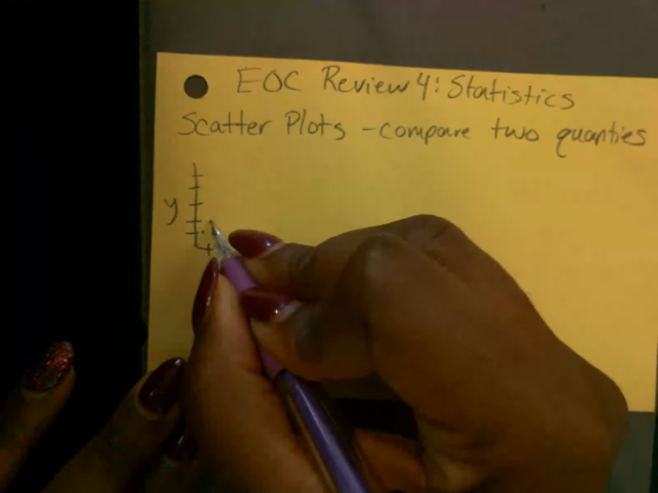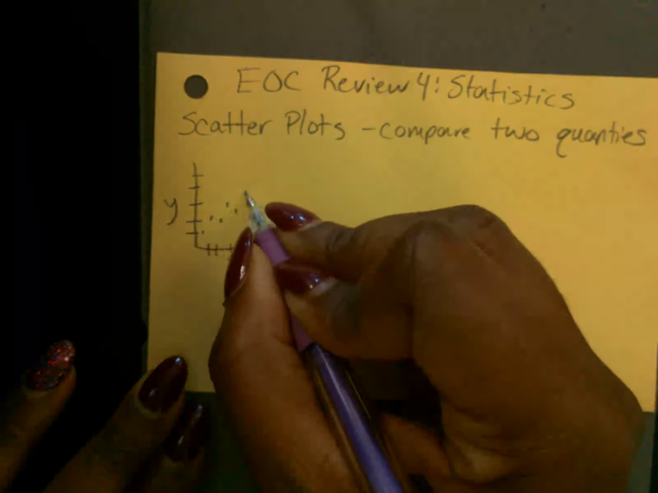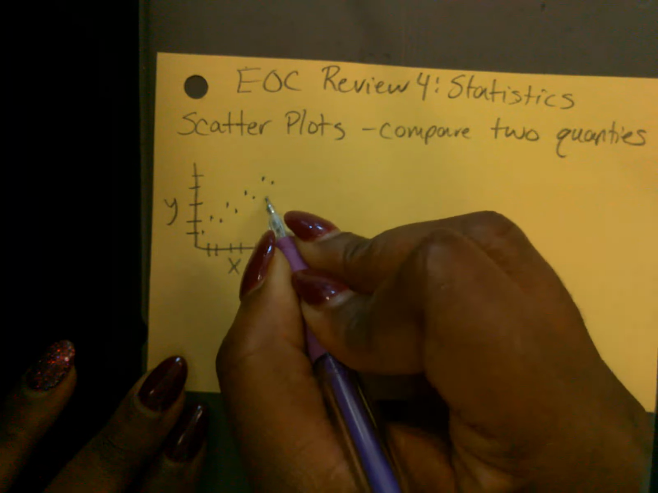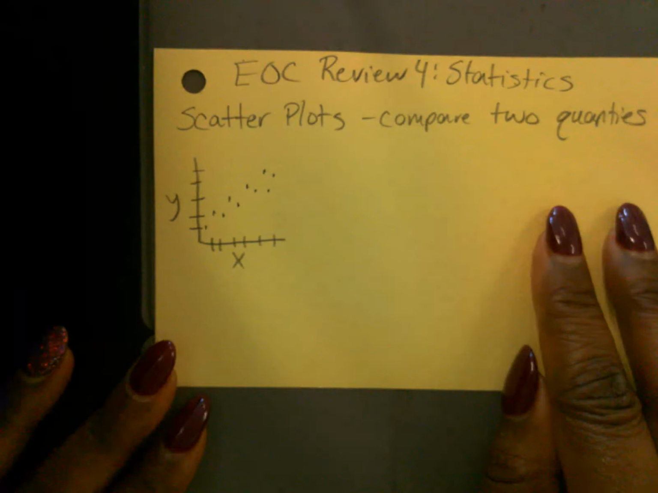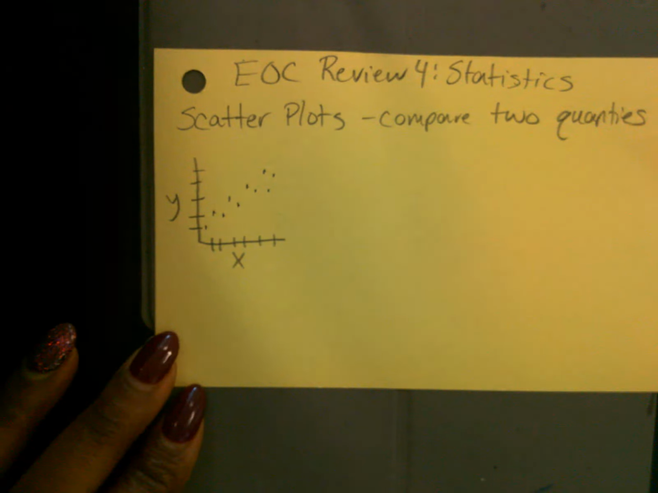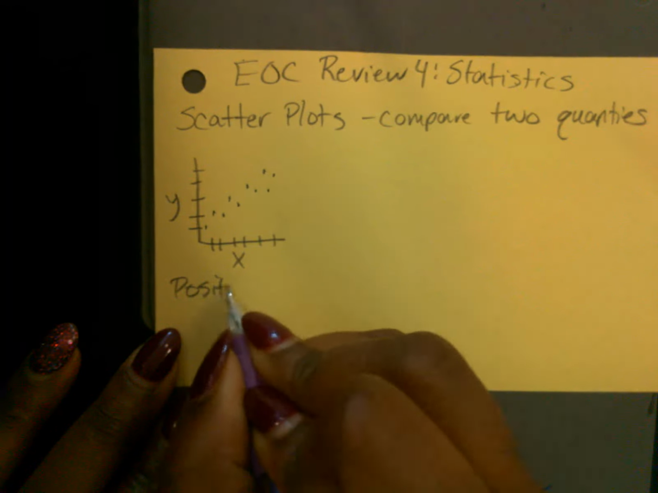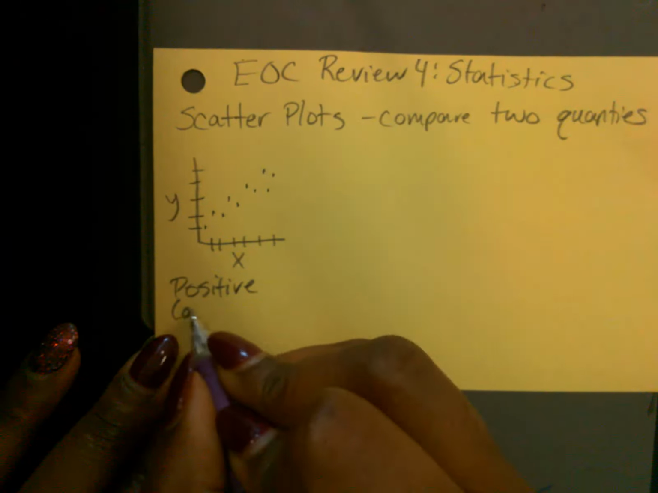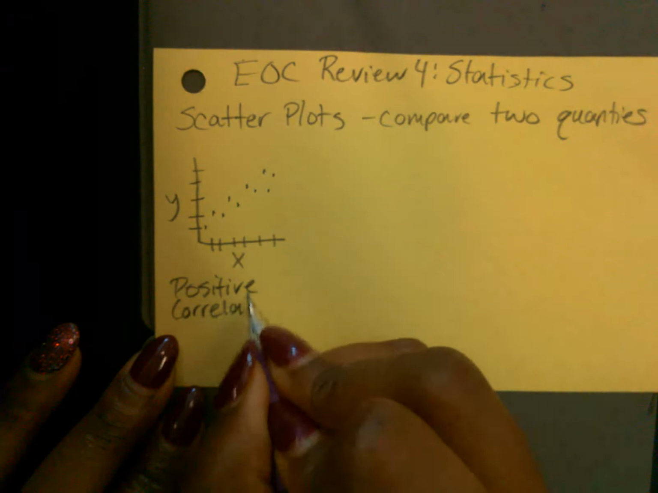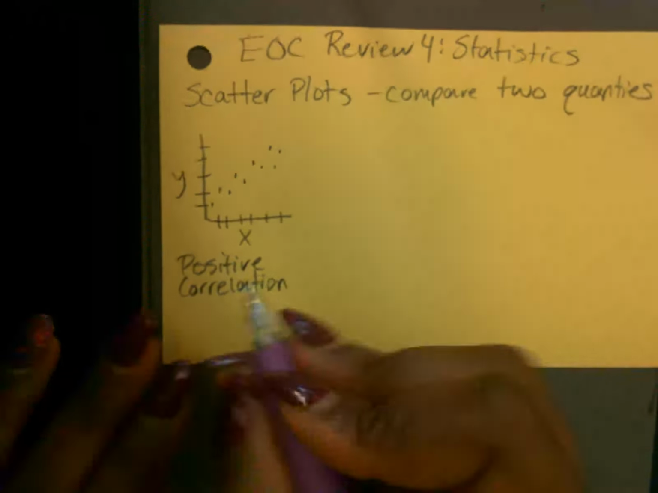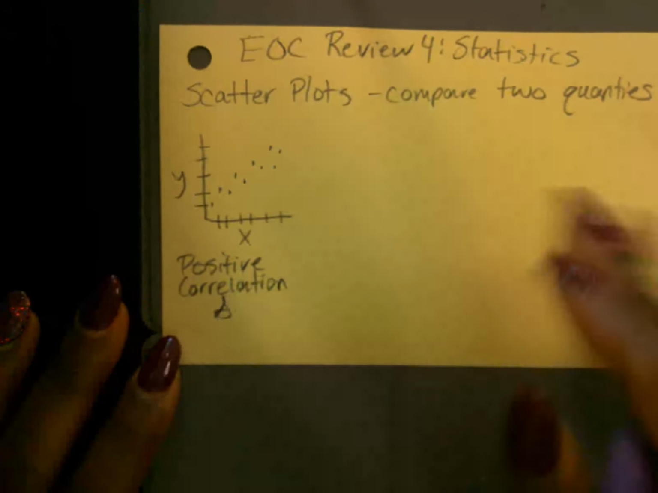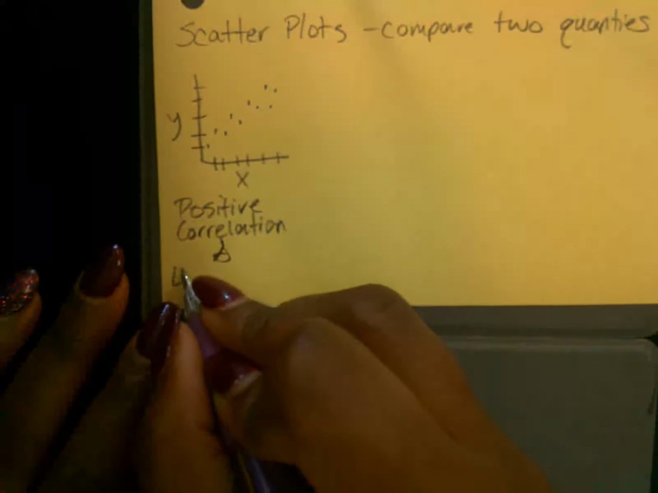If your points in the scatter plot, for the most part, are going up, it has some type of linear association. This is a linear association because it is a positive correlation. The points are going up. This is a positive correlation. Because it's a positive correlation, it is also a linear association.